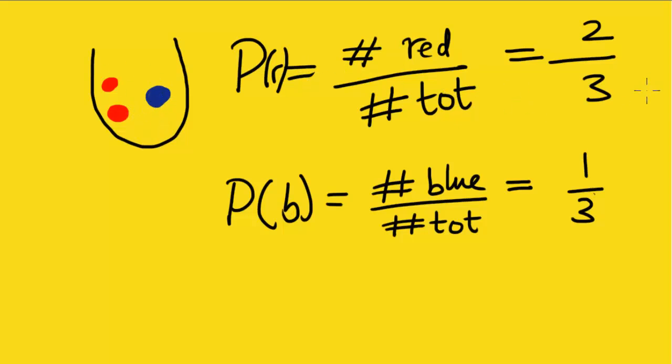Now, I'll give you a slightly more complicated situation. You have a bag, and you have 4 blue balls. These don't even look like balls. 4 blue balls, and you have 6 red balls. And I now ask you the probability of picking a red ball.